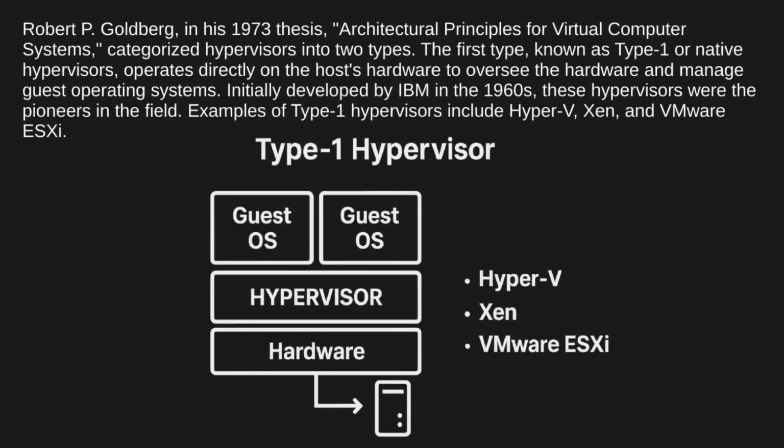Robert P. Goldberg, in his 1973 thesis, Architectural Principles for Virtual Computer Systems, categorized hypervisors into two types. The first type, known as Type 1 or native hypervisors, operates directly on the host's hardware to oversee the hardware and manage guest operating systems. Initially developed by IBM in the 1960s, these hypervisors were the pioneers in the field. Examples of Type 1 hypervisors include Hyper-V, Xen, and VMware ESXi.